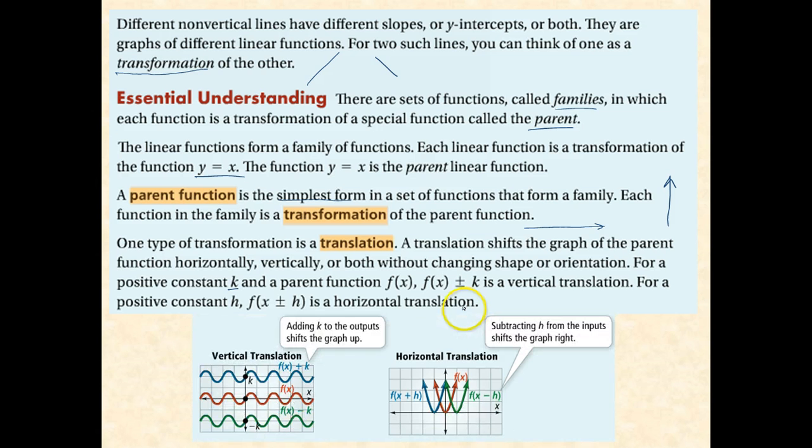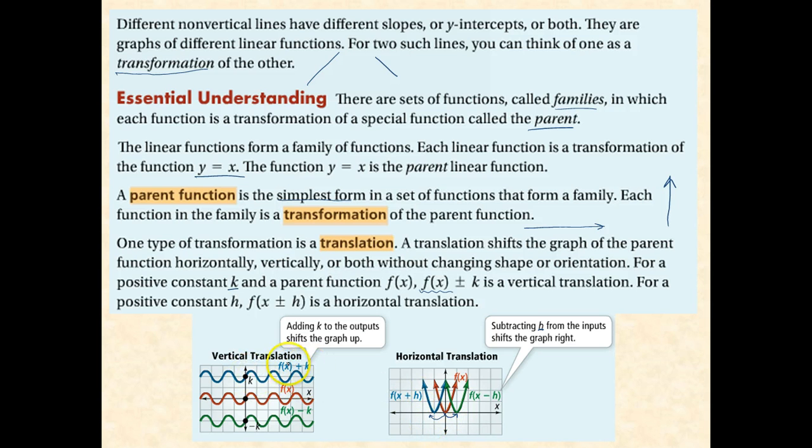So let's take a look at what this looks like in graph life. Adding k to the outputs, so x is your input, f of x is your output. Then if we add a number to it, we're sliding everything up. Or if we add a negative number to it, we're sliding everything down. For f of x plus or minus h, if we subtract h from the input, the graph goes to the right. That might be a little counterintuitive: if it's x minus a number, we actually go to the right, which is the positive direction. And if it's x plus a number, then we go to the left, which is in the negative direction.